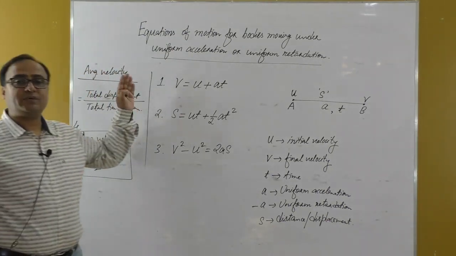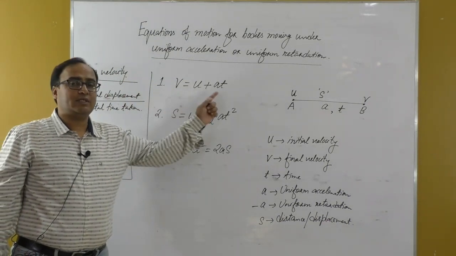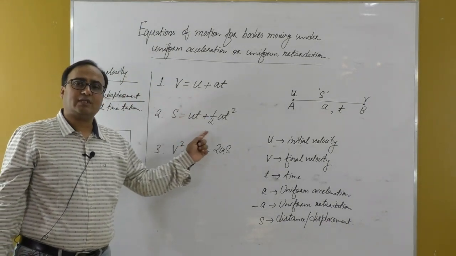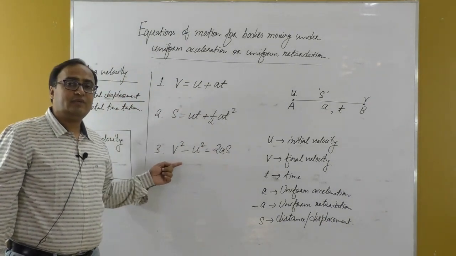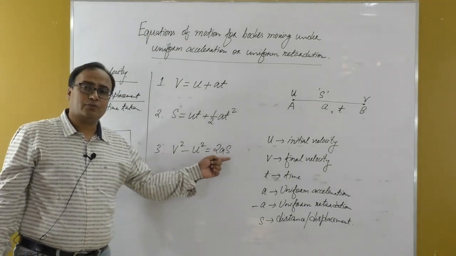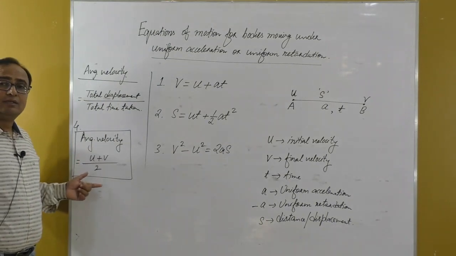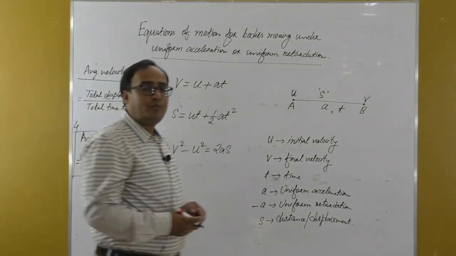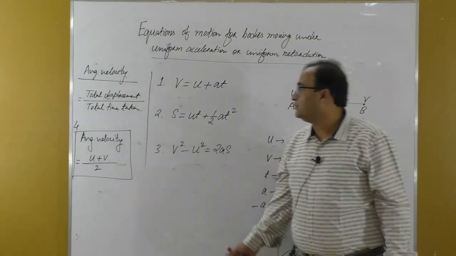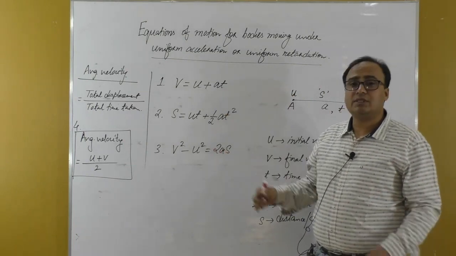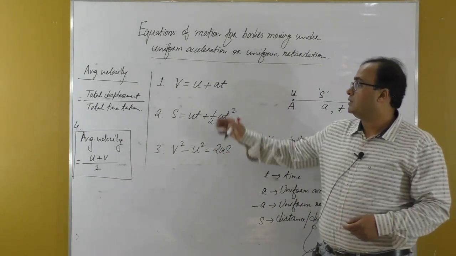The three equations: first one, v equals u plus at. Second one, s equals ut plus half at square. Third one, v square minus u square equals 2as. And the average velocity formula, u plus v by 2. So in the next part I will discuss how to prove these formulas using other formulas.